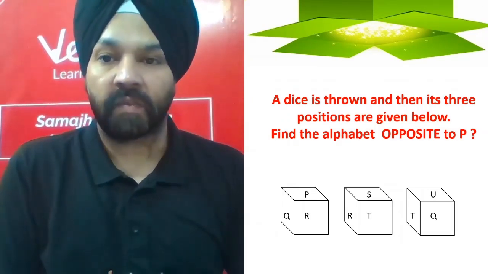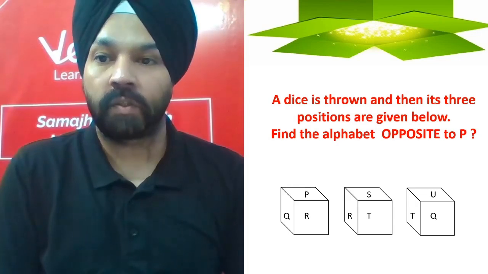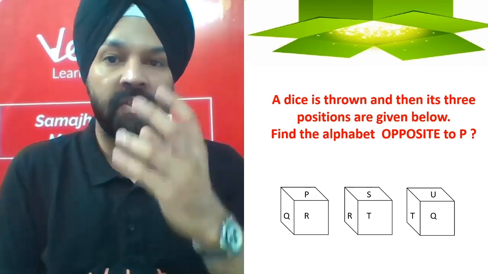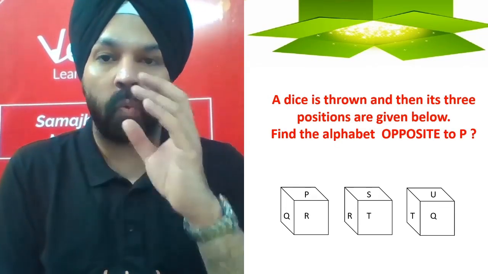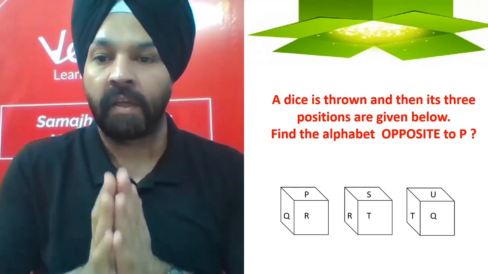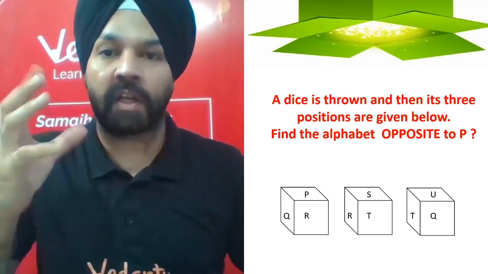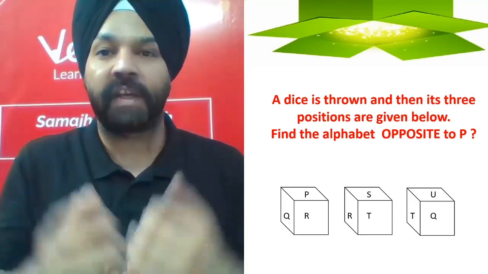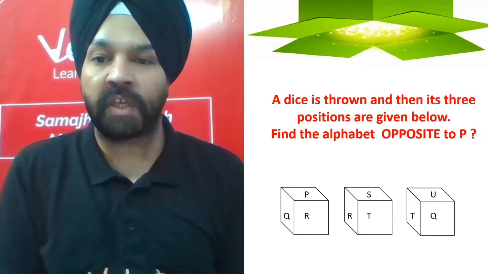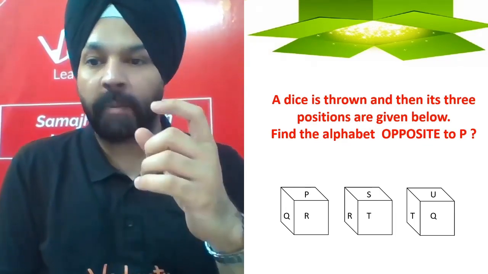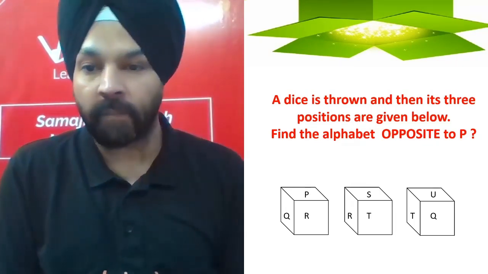First question says a dice is thrown and then its 3 positions are given below. Find the alphabet opposite to P. Means एक हमारे पास dice है जिसके ऊपर 1 2 3 की जगह alphabets लिखे हैं and different poses are available. Means हमारा डाइस भी मॉडलिंग कर रहा है और अलग अलग फोटो खिंचवा रहा है, राइट? So you can see 3 different poses and from this we need to infer and we need to check which alphabet is coming opposite to alphabet P.